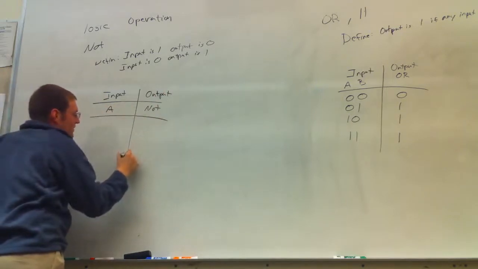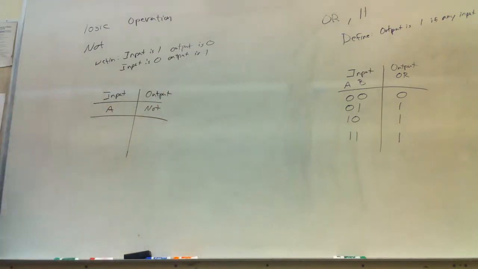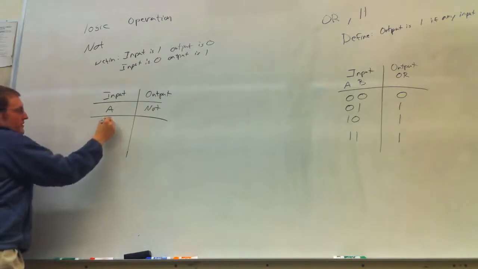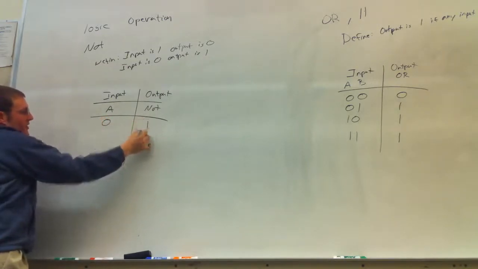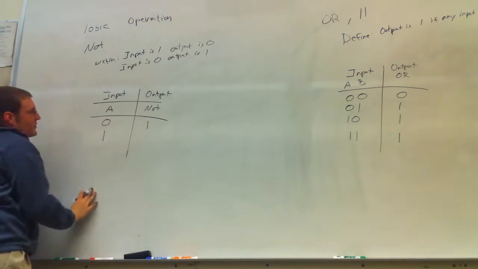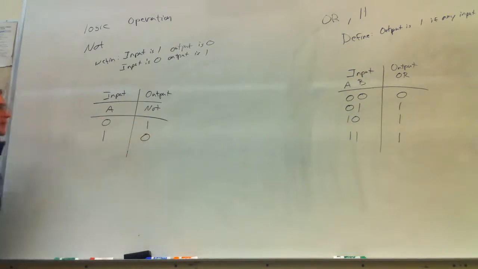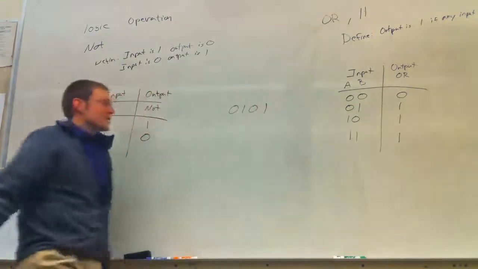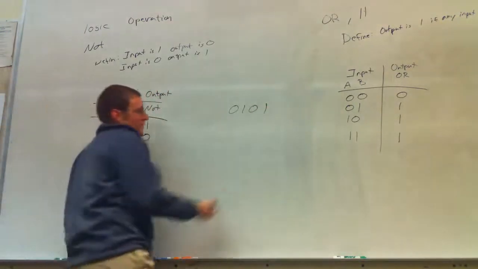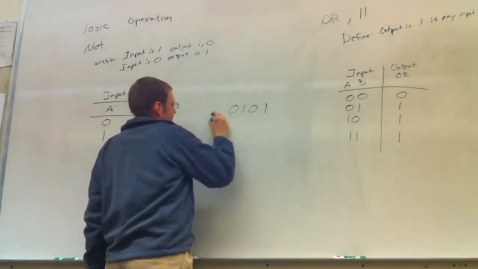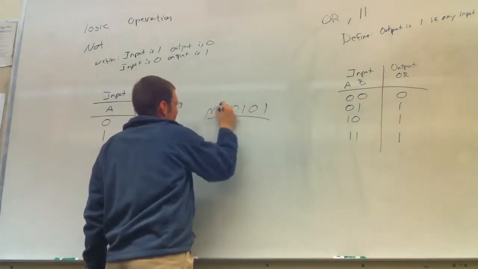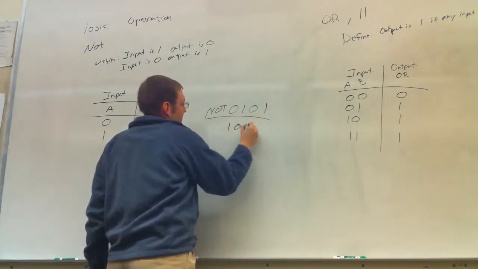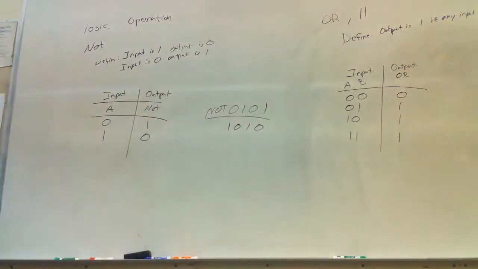This only works on one variable, one input. So if I have a 0, I get a 1, and if I have an input of 1, I output a 0. Okay? So if I take 5, which hopefully, if you remember, we did flipping it. Yeah, just flipping the bits. So if I NOT this, I get 1, 0. So that's the NOT operation. Any questions on those operations?